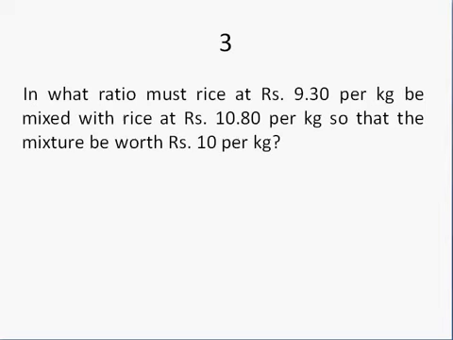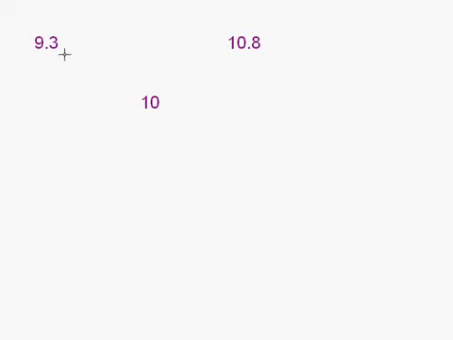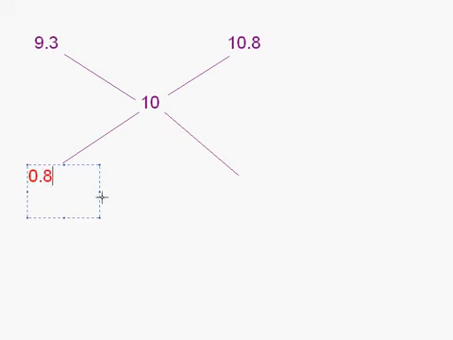So here also we can create the same rule of alligation chart. We'll write the values 9.3 here and 10.8 here, and the mixture will be 10, right? Now we can also mark some lines here like this, and over here also like this. Now we need to subtract. So 10.8 minus 10 will be 0.8, and over here 10 minus 9.3 will be 0.7, right?